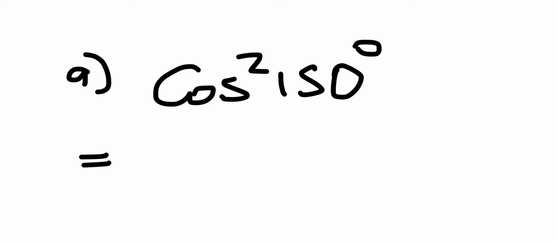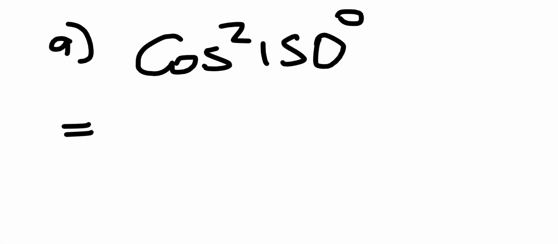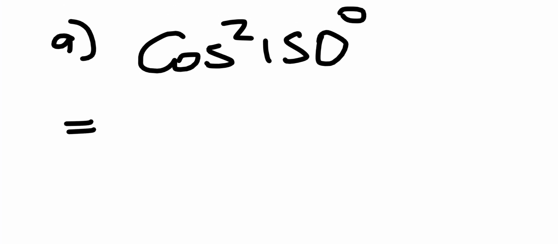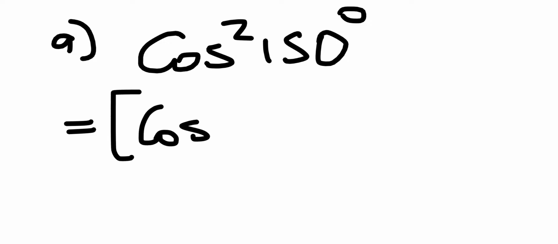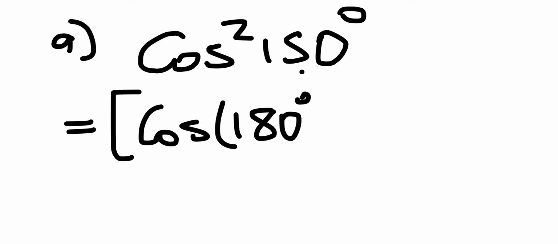Let's just say for some reason you are given cos squared of 150 degrees. Remember that if an angle is bigger, we want to reduce it before we can do much. So how are we going to reduce it? The squared of that angle simply means two of the same thing. So you will have your cos of 150, and that angle of 150 is 180 degrees minus 30 degrees.